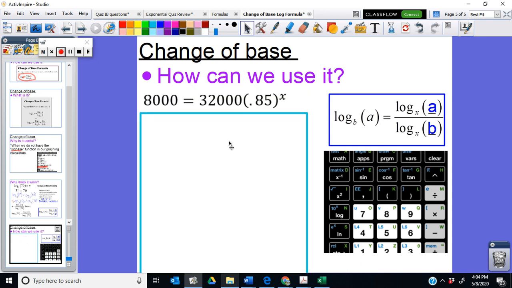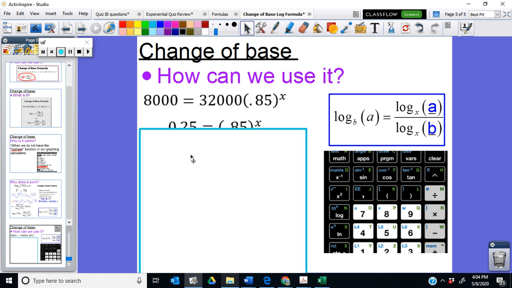So first of all, when is this function starting with 32,000 with a constant multiplier of 0.85? That's where I'm saying 15% depreciation, 15% decay. When will that equal 8,000? After how many years? Well, when we go through the process of rewriting it as a log, first thing we're going to do is divide by 32,000. Then we have 0.25 is the same as 0.85 to some power. So how many times do we multiply 0.85 by itself to get 0.25?